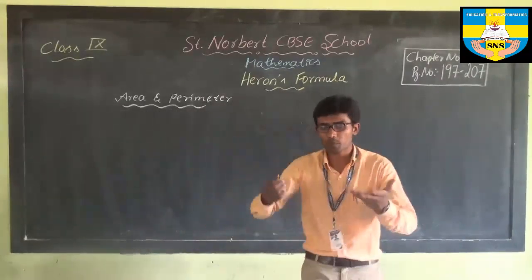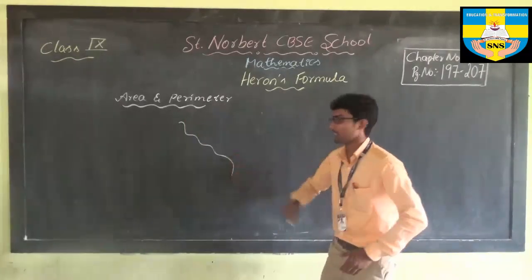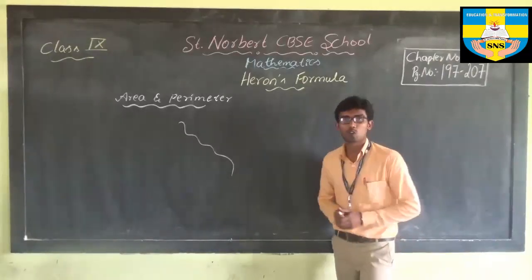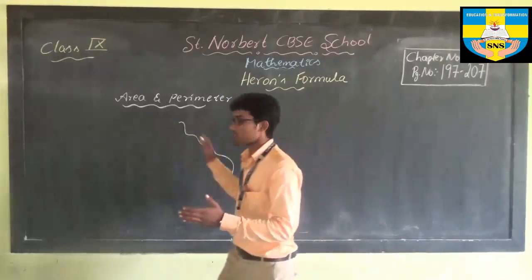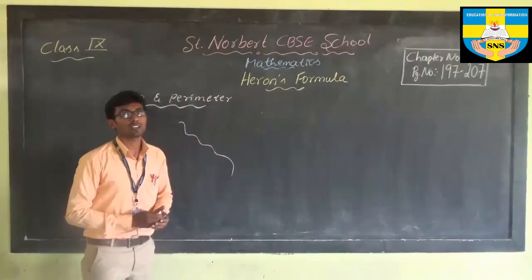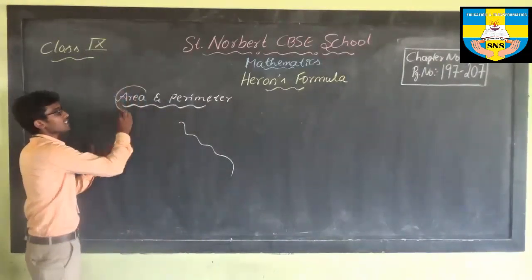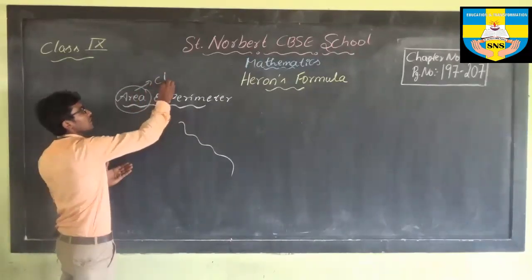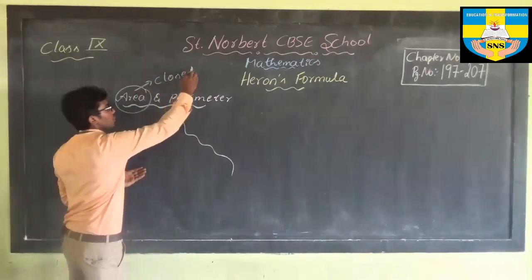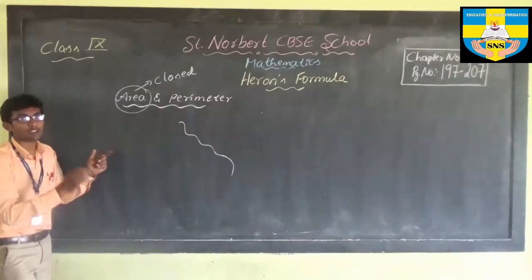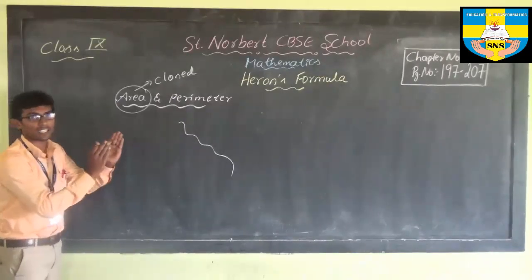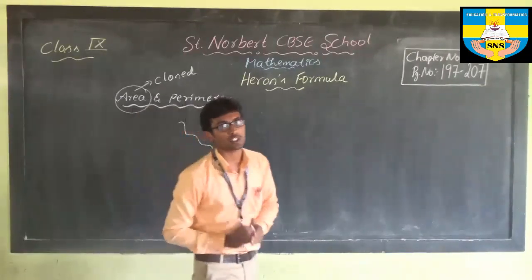area and perimeter? Suppose simply if I draw a line, can you find the area of this object? Can you find the area of this curve? It is not possible. Why is it not possible? Area is applicable only if the figure is closed. A measure of any closed figure is known as area. Area is a two-dimensional quantity.